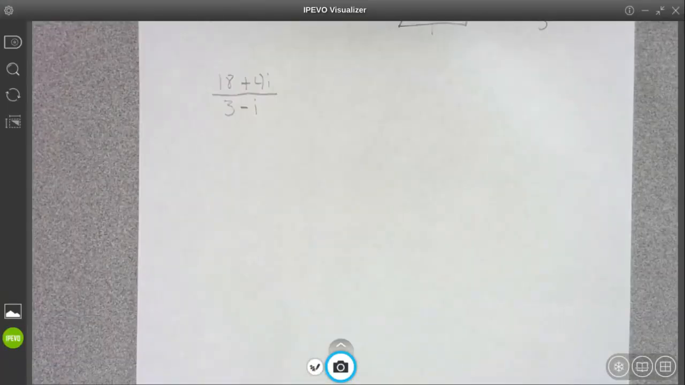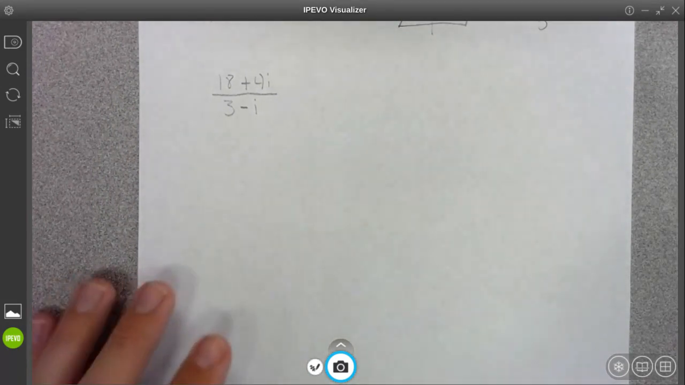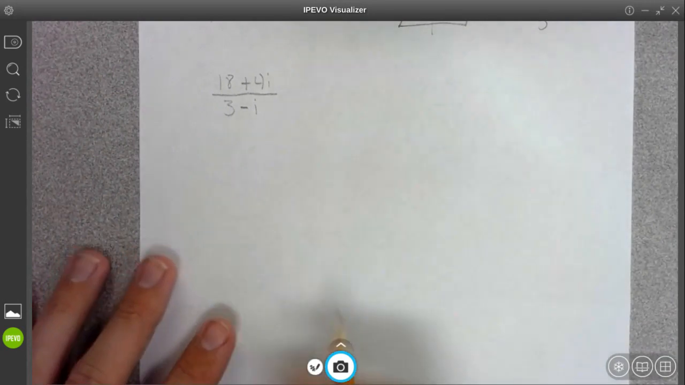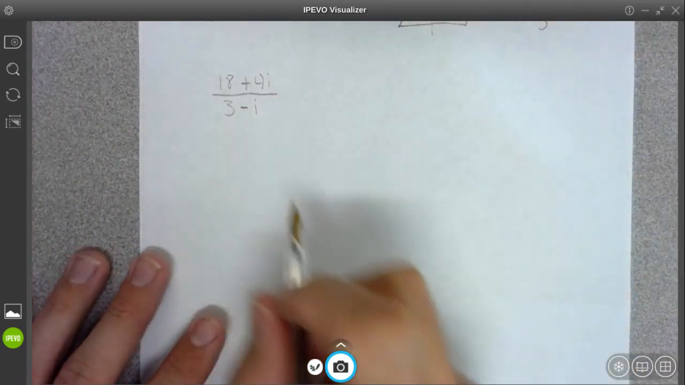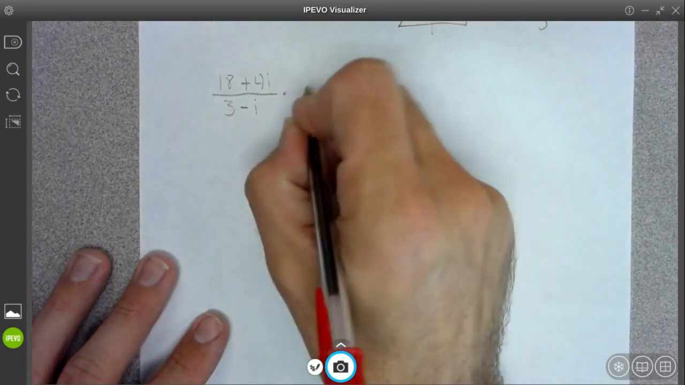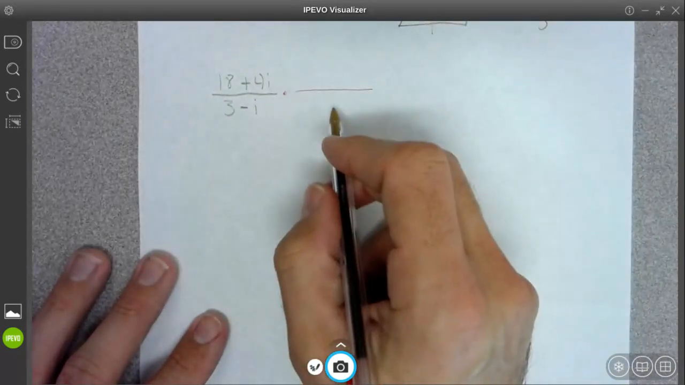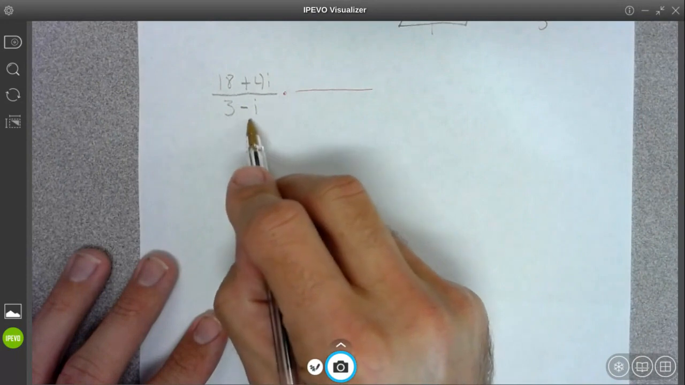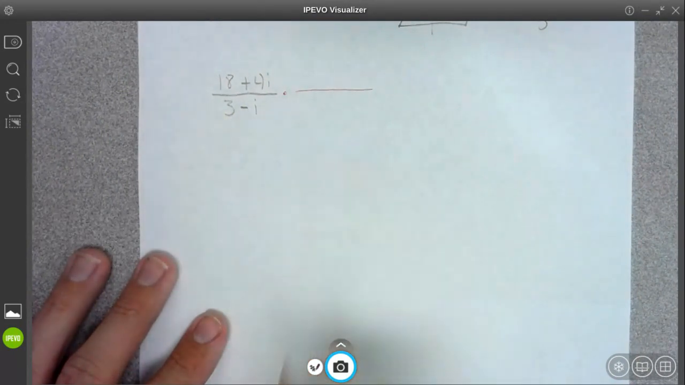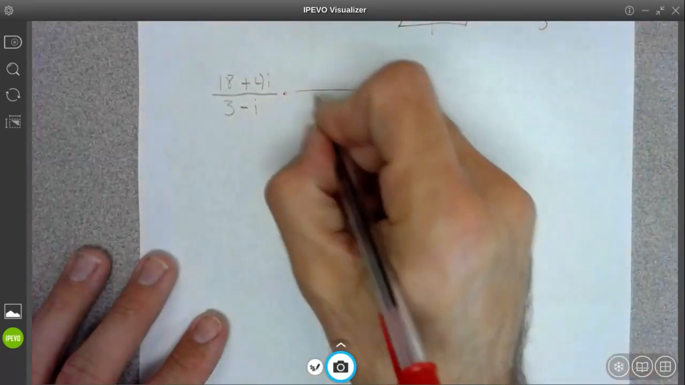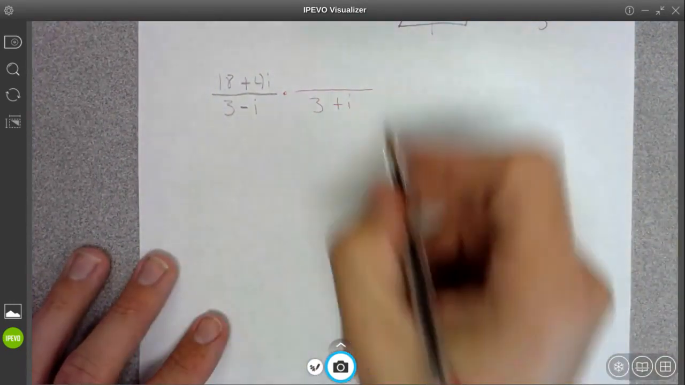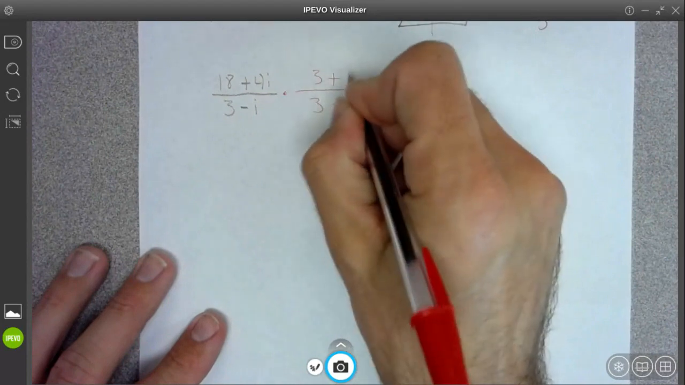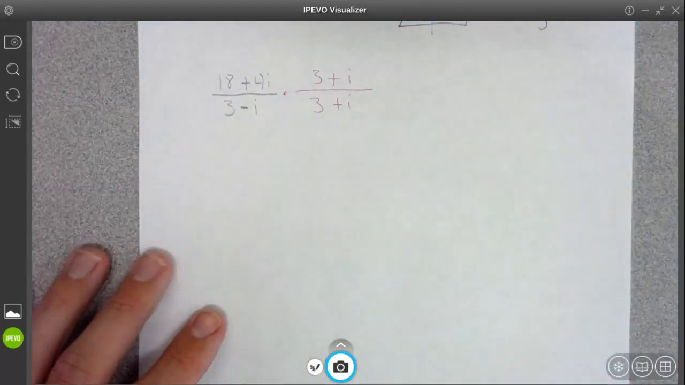Alrighty, one more example here. Just dividing by this complex number. To do this, remember we've got to get rid of the imaginary part. So to get rid of the imaginary part, we're going to multiply top and bottom by the conjugate of 3 minus i. Well, the conjugate of 3 minus i is 3 plus i. So you end up multiplying top and bottom by 3 plus i.